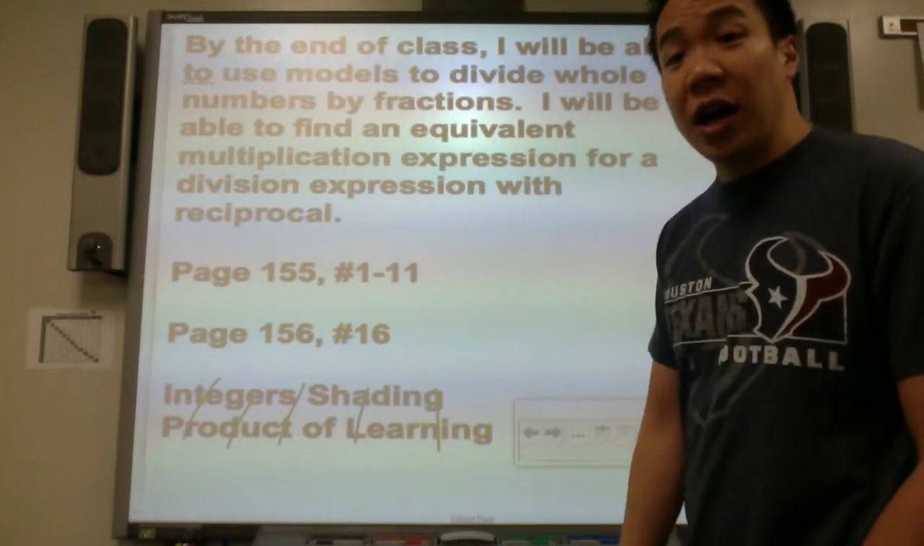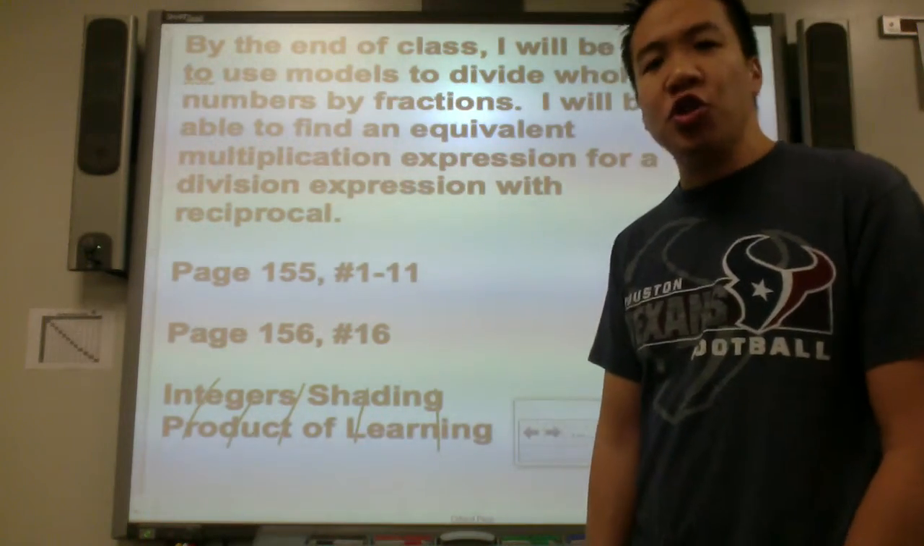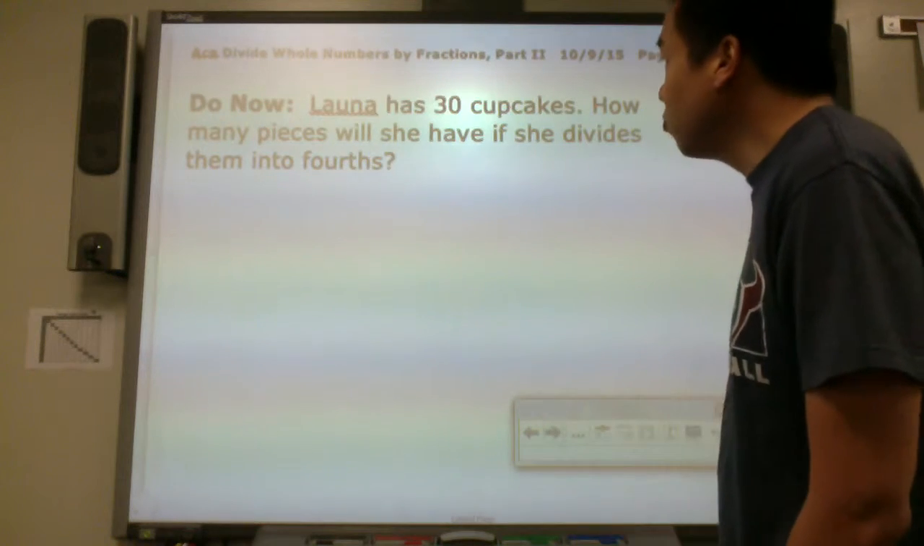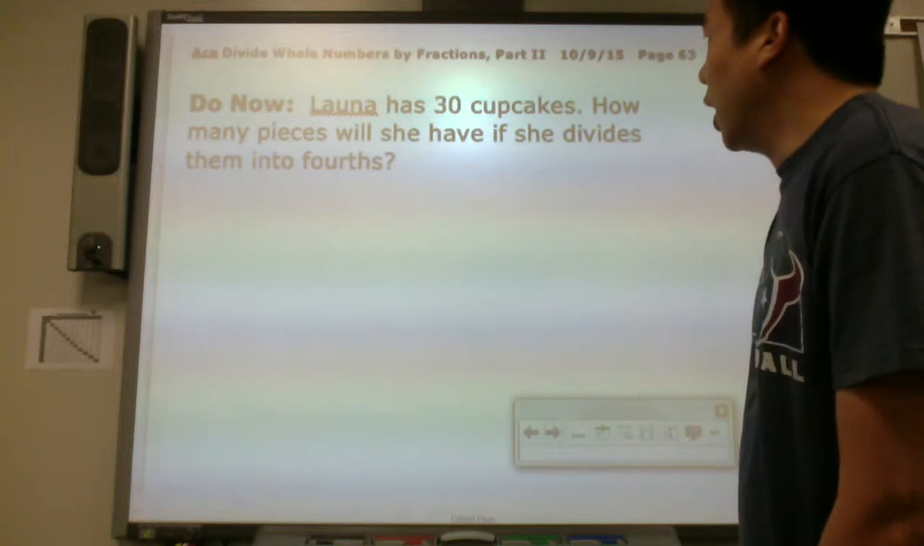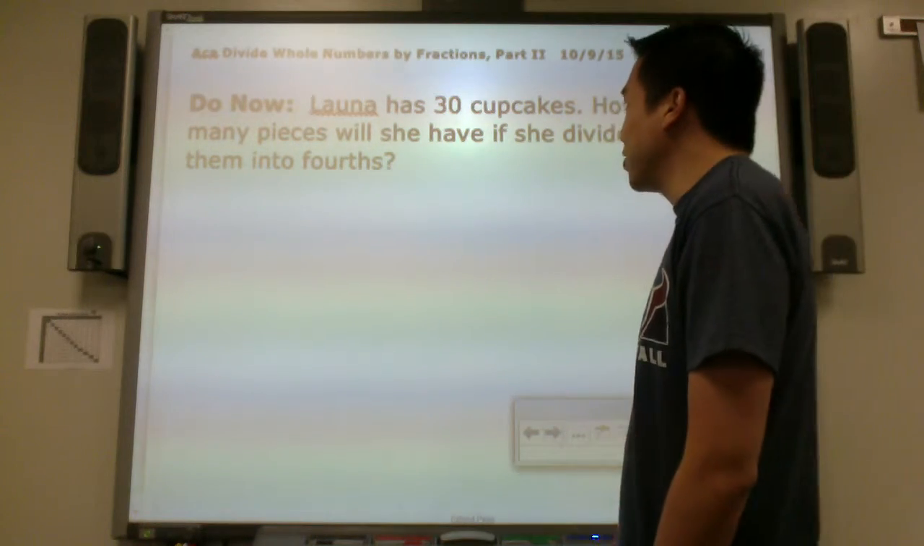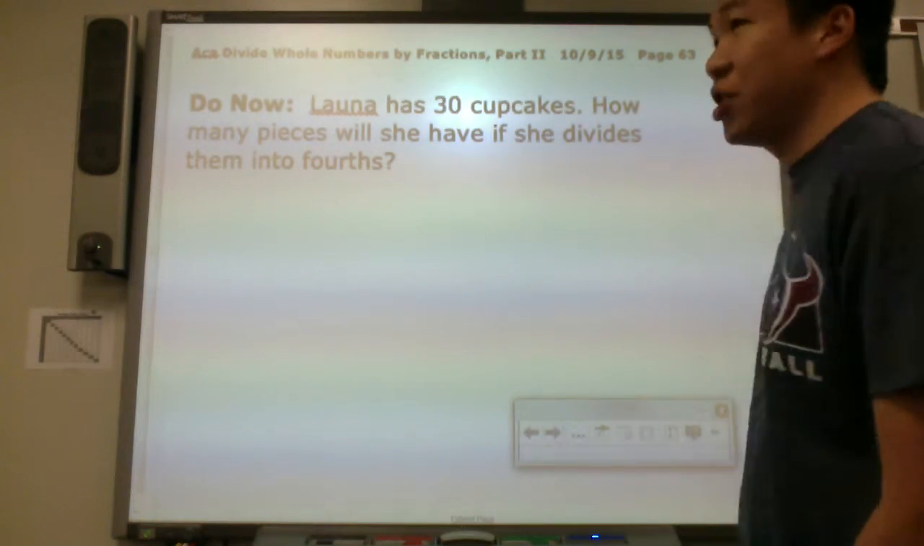Today you're going to learn how to divide whole numbers by fractions. Now we're going to use the rules to do it. So open up your composition notebook to page 63.